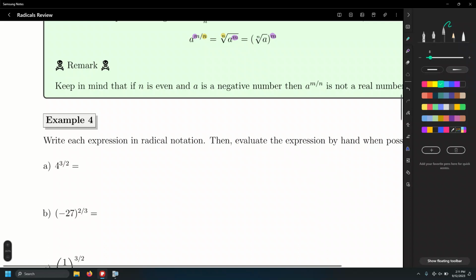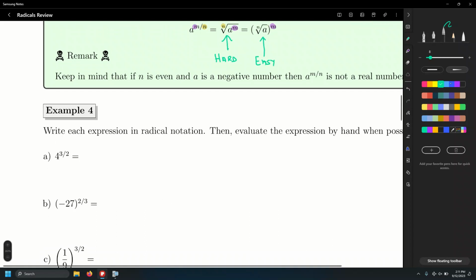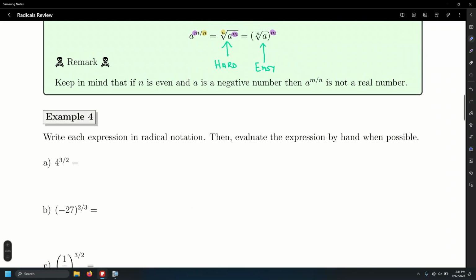Typically, check this out. Typically, this is hard to compute, but this one is easy to compute. I'll show you why. Okay, so number 1, let's use the same property of radicals to rewrite this number that is raised to a rational exponent, that is the square root of a quantity 4 to the 3rd power, which is also the square root of 4, however, the whole thing raised to the 3rd power outside.